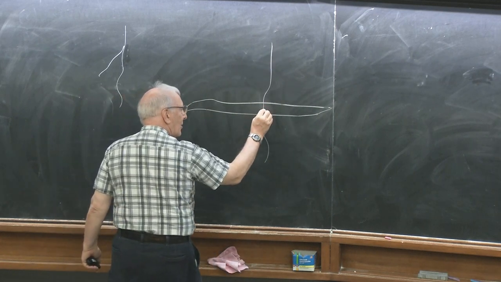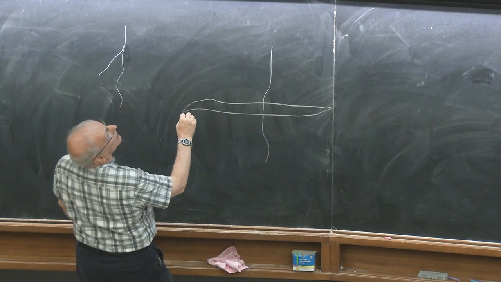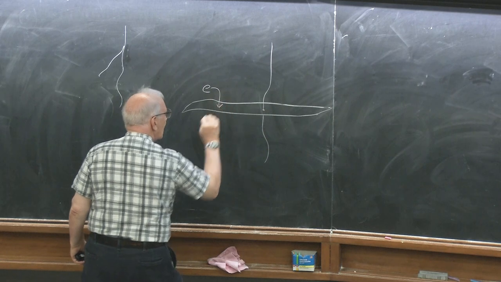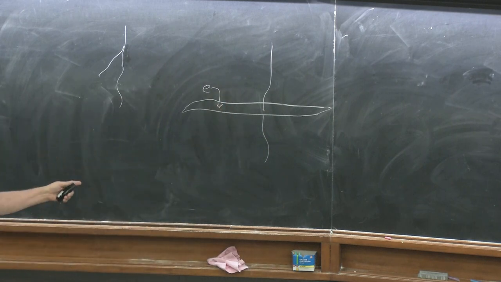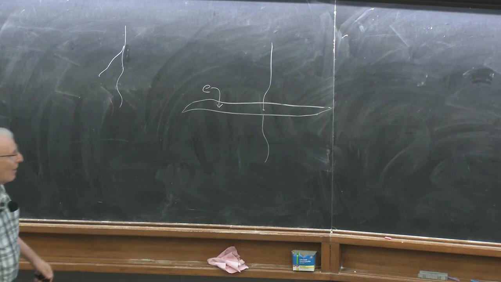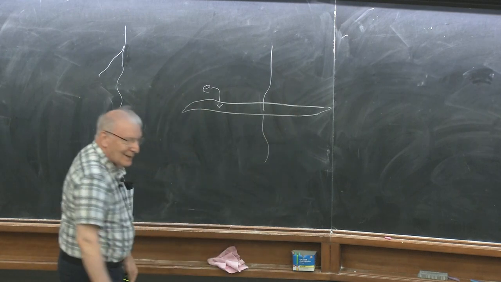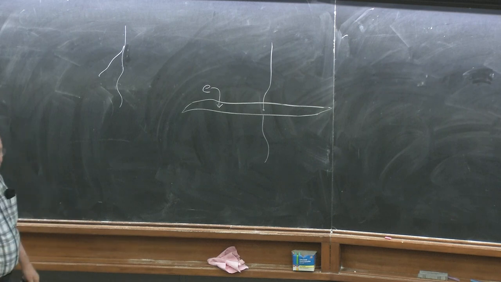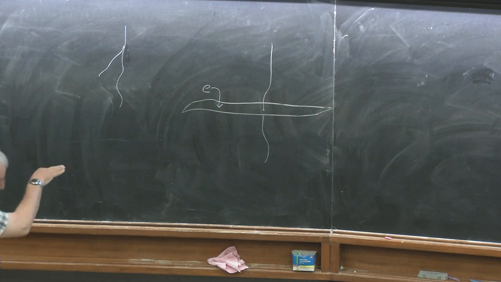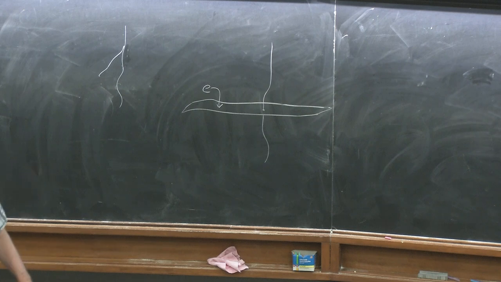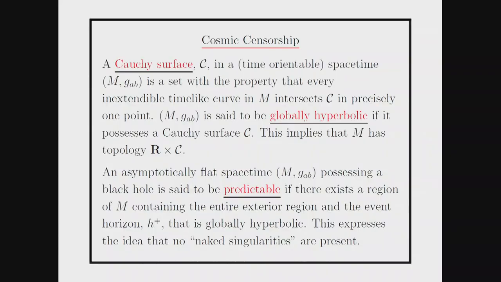If that inextendable curve intersects, what am I calling it, C? If that curve intersects C once and only once, well, only once means the surface is achronal, but if every inextendable curve intersects that Cauchy surface C that I've drawn, then C is said to be a Cauchy surface for the space-time. Now, not every space-time admits a Cauchy surface. The ones that do admit a Cauchy surface are said to be globally hyperbolic.